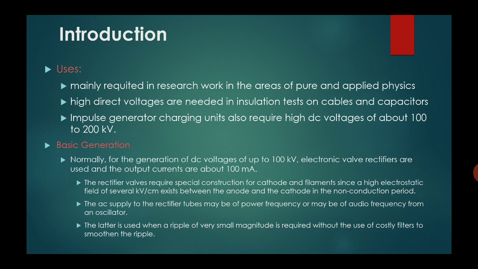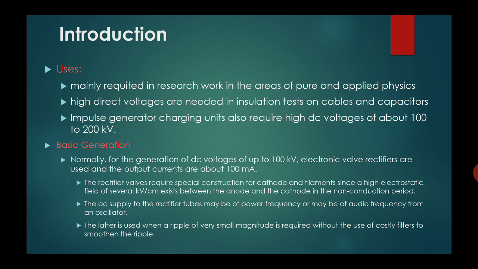So mainly they are required in research work in the areas of pure and applied physics, and high direct voltages are needed in the insulation tests of cables and capacitors. The impulse generator charging also requires high DC voltages of about 100 to 200 kV. So there are three uses here. First of all, it is used for applied physics, where high voltages, static voltages, DC voltages, is basically a static voltage.